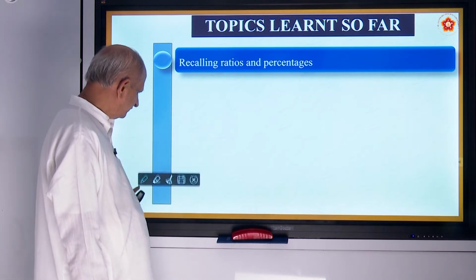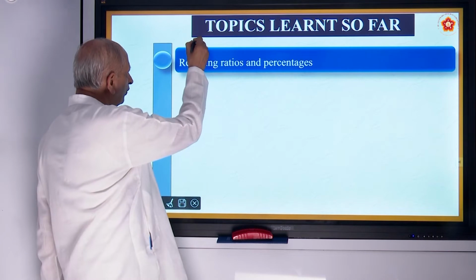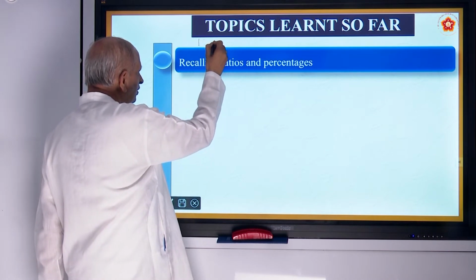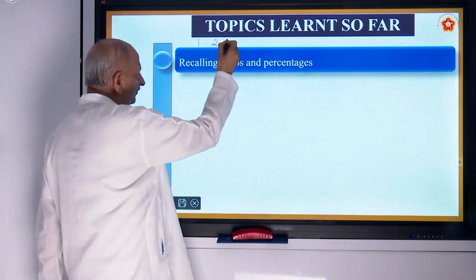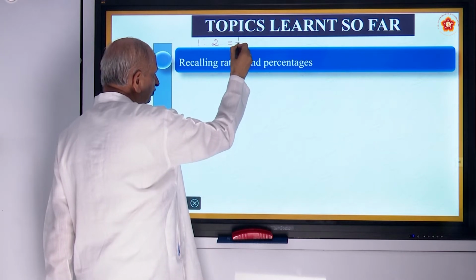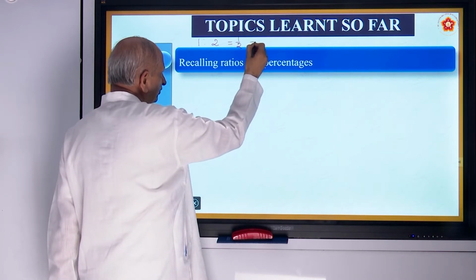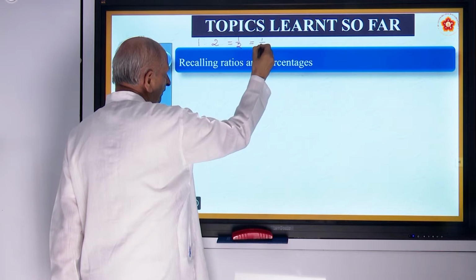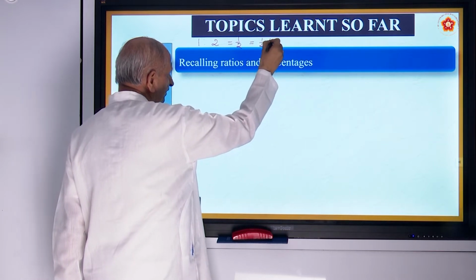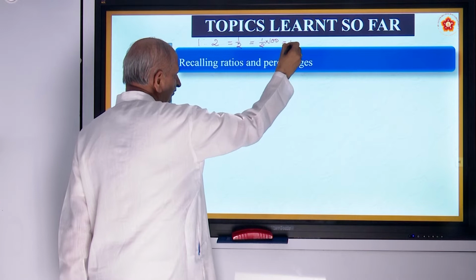Suppose you say the ratio is 1:2. You can write it in the fraction form as 1/2, and that is also equal to 1/2 into 100. That is how you write in percentages, 50%.